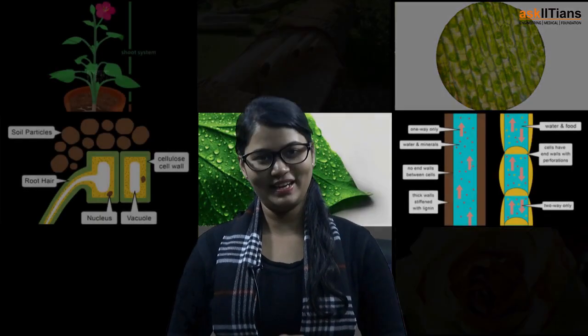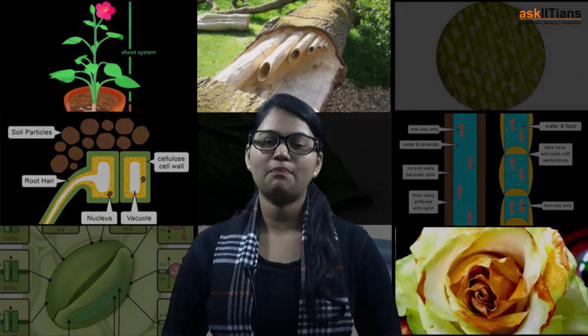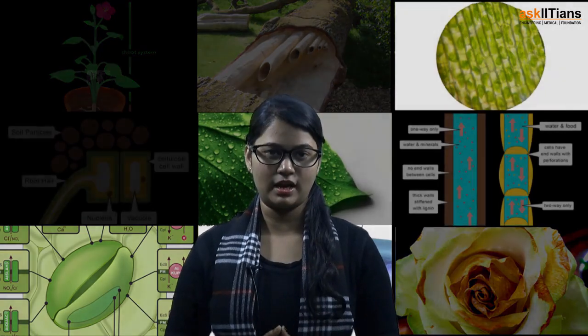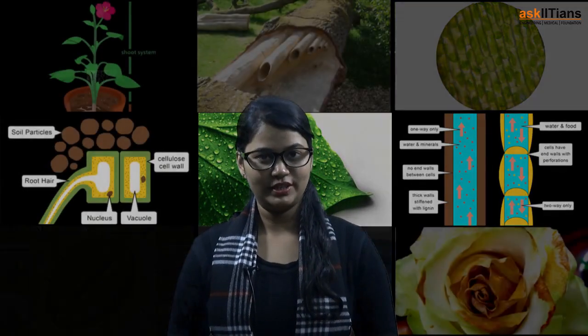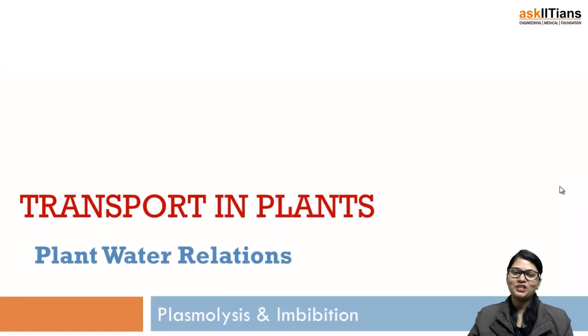Students, welcome to the 7th part of the chapter Transport in Plants. This part is the last part under plant-water relations. This is based on plasmolysis and imbibition. So just try to learn what these terminologies are. Transport in plants, we are discussing the plant-water relations, and now here is plasmolysis and imbibition.